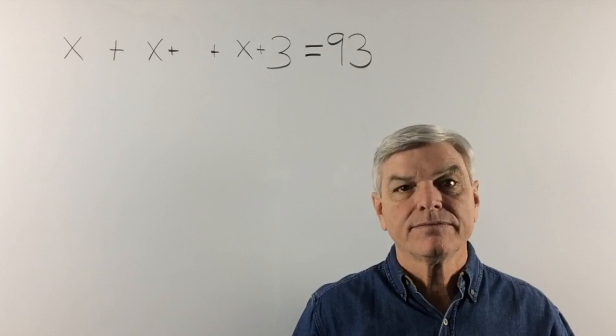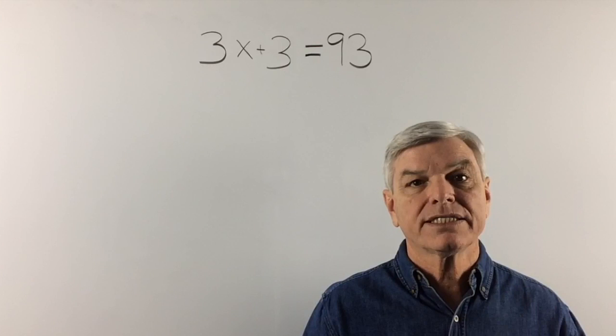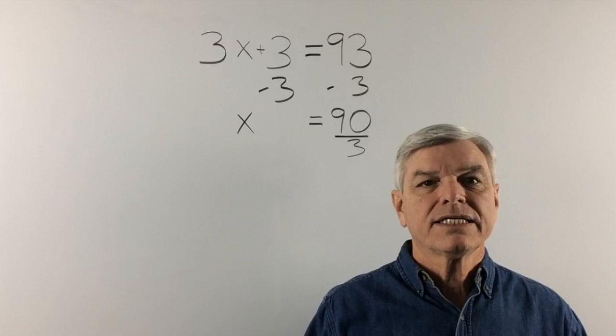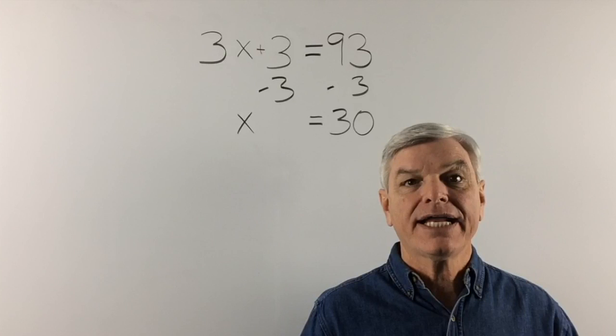So now we have something that's pretty simple to deal with. Let's move that 3 over. Bring everything down. Divide everything by 3. And that will isolate our x. X equals 90 over 3 or 30. X equals 30. And that is our answer, right?